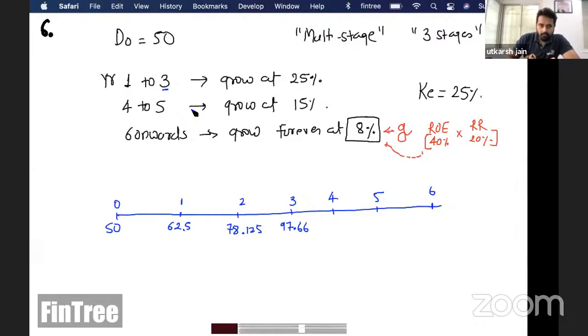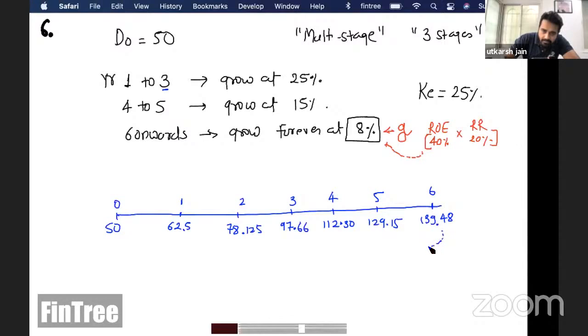Now I have to change my growth rate. So multiplied with 1.15, that's 112.30. Multiplied with 1.15, that becomes 129.15. I'm just trying to figure out what the dividend is going to be. Now, finally, D6 at the perpetual rate, the first perpetual growth dividend: 129.15 into 1.08, and here I will get 139.48.